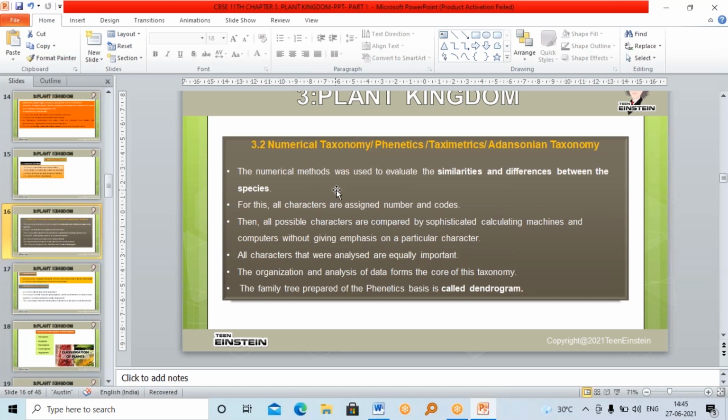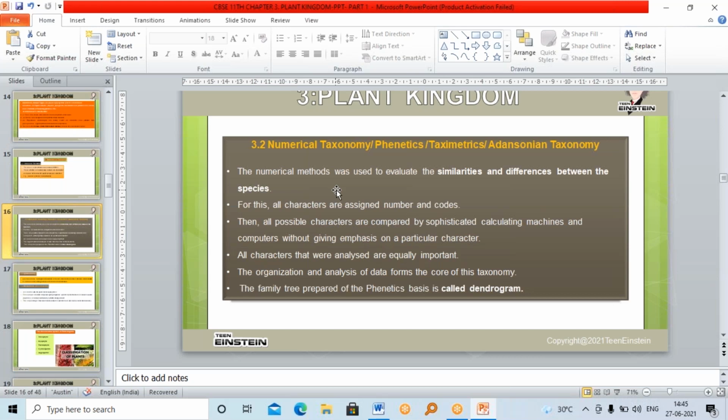In this method, we are evaluating the similarities and differences between the species. For all characters, if you are considering 10 characters like plant height, number of flowers, branches, the number of anthers which are present, on such characters, we are considering so many characters. For each character, we are assigning some codes.